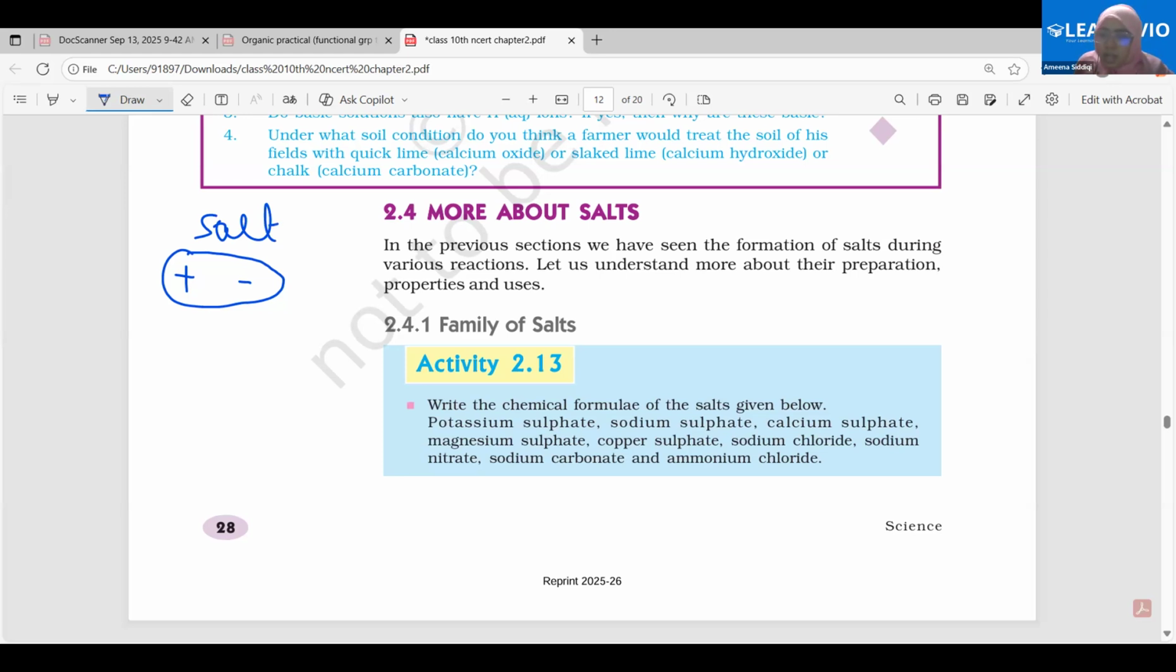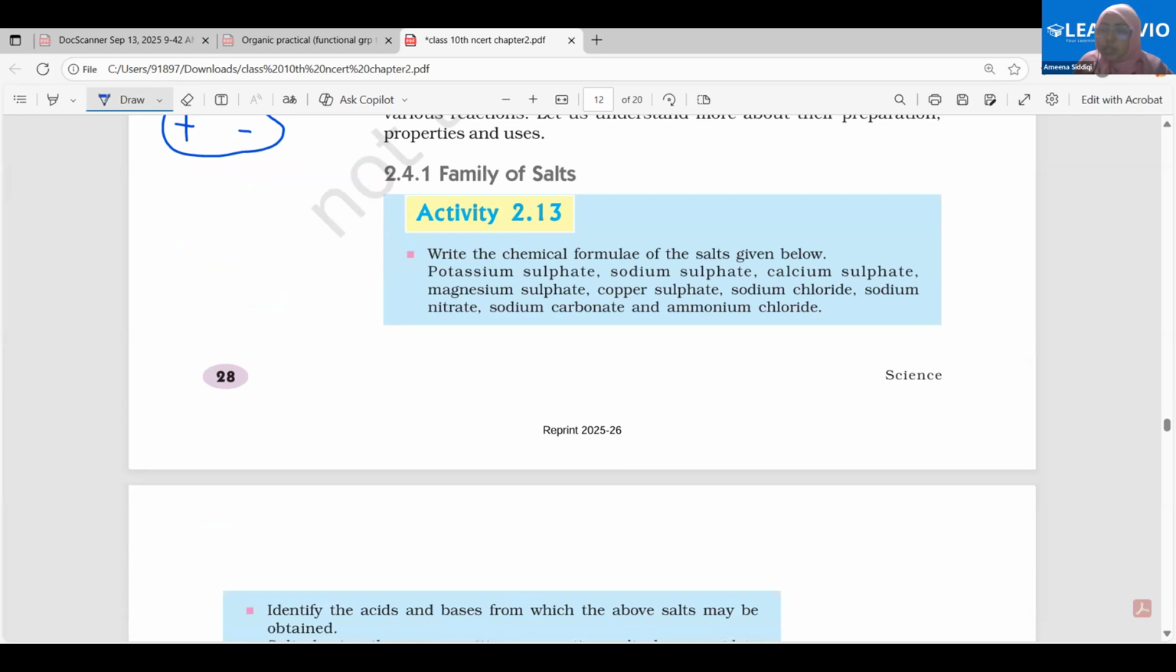Now see, how are salts actually prepared? So first, can you write the formula for potassium sulfate, sodium sulfate, calcium sulfate? All of you, please write that formula very quickly. Magnesium sulfate, copper sulfate, sodium chloride, sodium nitrate, sodium carbonate, and aluminum chloride.